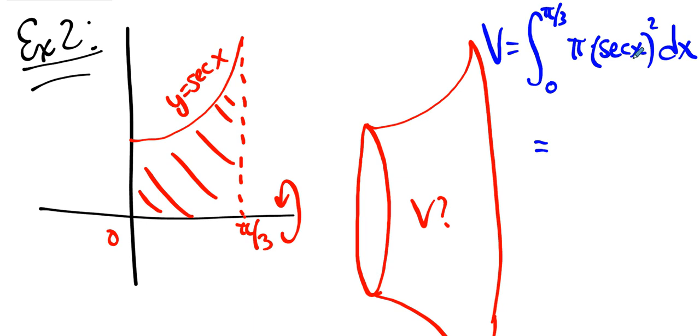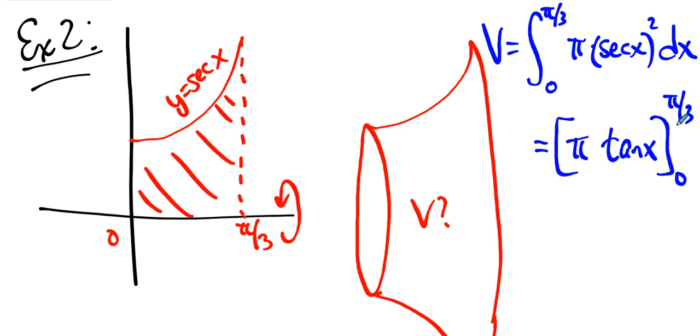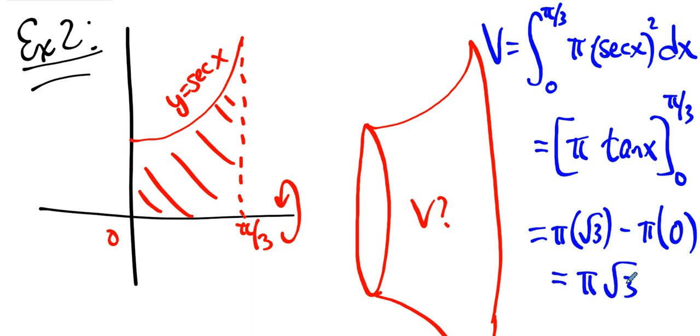Secant squared x. We know a function whose derivative is secant squared x. That's tangent x. We know that. So then all we have to do is know what the tangent of pi over 3 is, and then what the tangent of 0 is. We've got the volume of the solid.